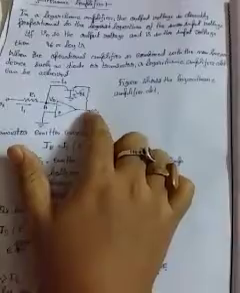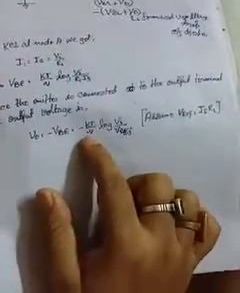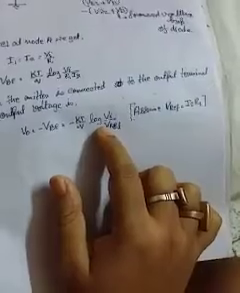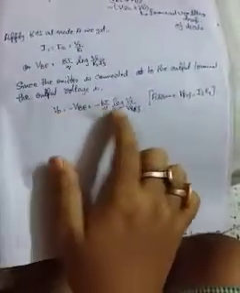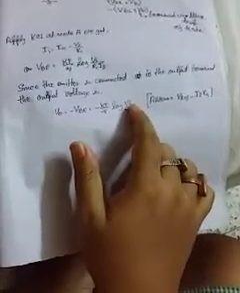Since the emitter is connected at the output terminal, the output voltage is V0 equal to minus Vbe. The current direction is here, so V0 is in the opposite direction. That's why V0 equals minus KT by Q into log of Vi by V reference, assuming that V reference is Is by R1. So V0 is proportional to the logarithm of Vi.